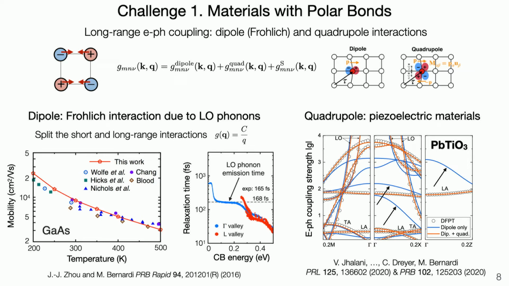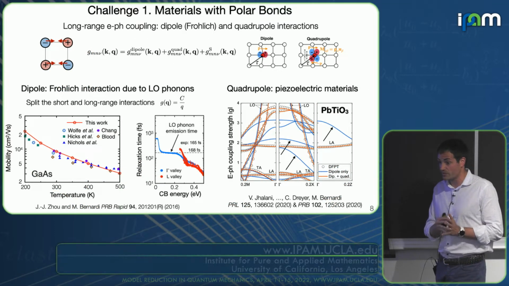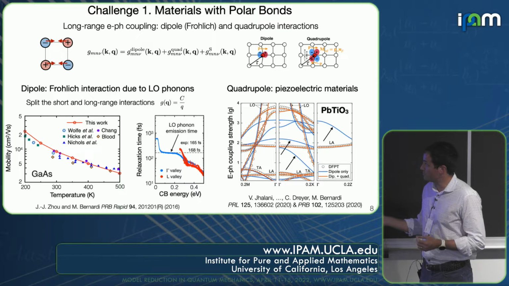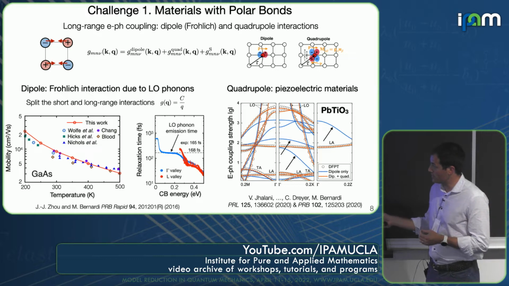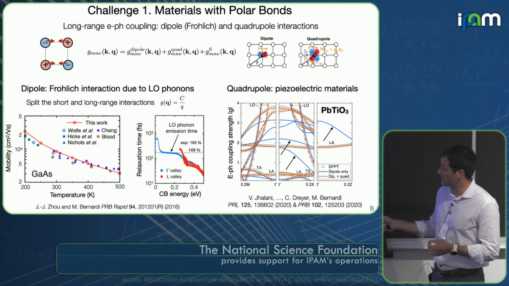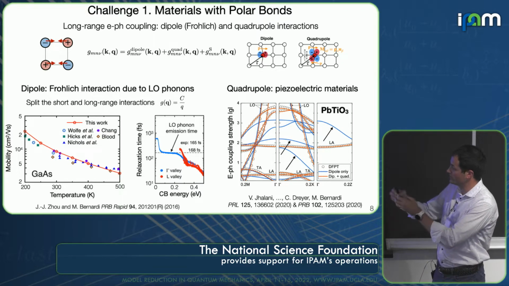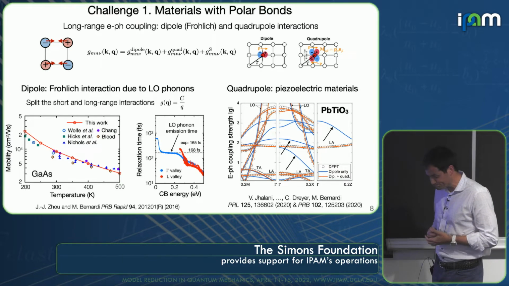Okay, so the first challenge is that in materials with polar or ionic bonds, as the ions move, they generate long-range electron-phonon interactions. And so the framework to interpolate the matrix elements that I've explained earlier fails. These long-range interactions can be apportioned into a dipole and a quadrupole term. The dipole term is the well-known Fröhlich interaction due to the longitudinal optical, or LO, phonons. As these phonons vibrate, they behave like oscillating dipoles, so they emit a long-range field, and the coupling goes like the inverse of the phonon wave vector.